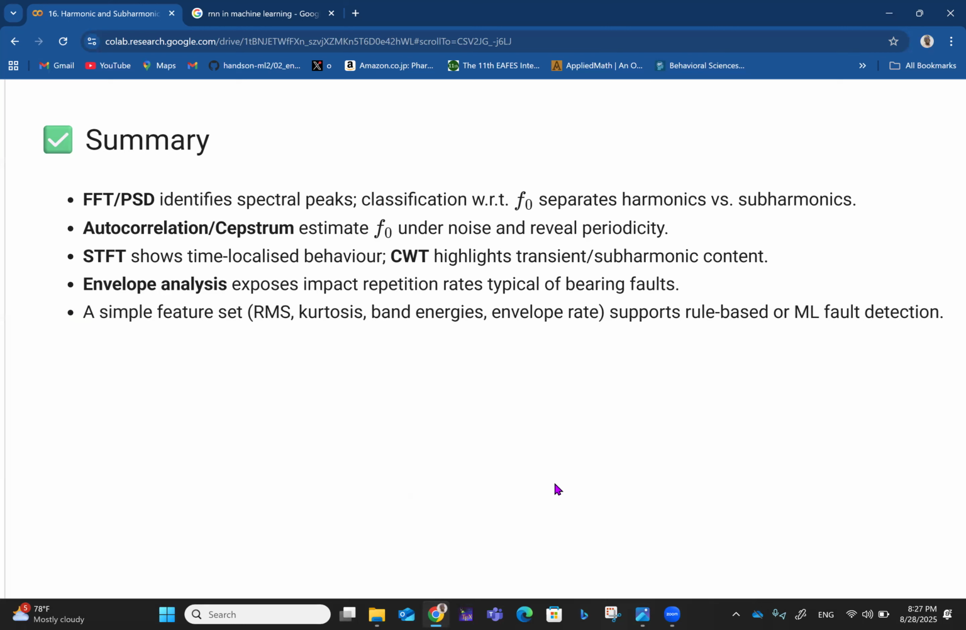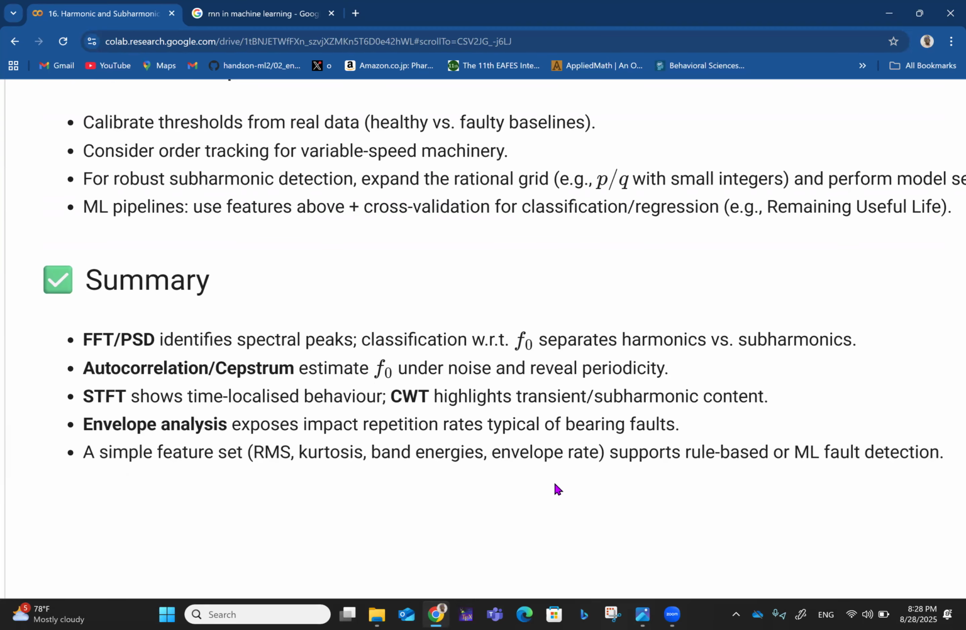Then we have envelope analysis, which exposes impact repetition rates typical of bearing faults, and a simple feature set such as RMS, kurtosis, band energies and envelope rates supports rule-based or ML fault detection. With this, we come to the end of this video about harmonic and subharmonic analysis.